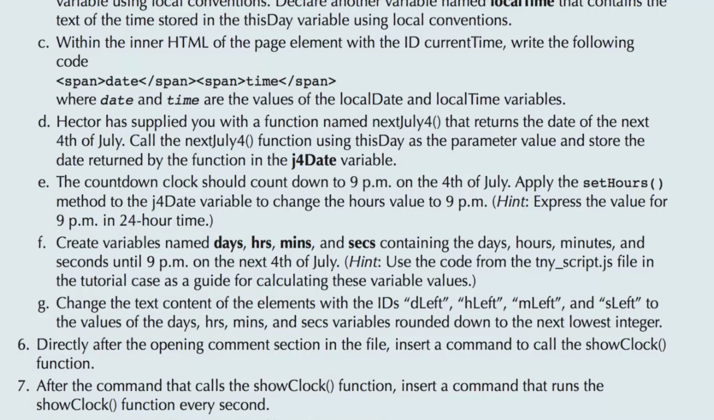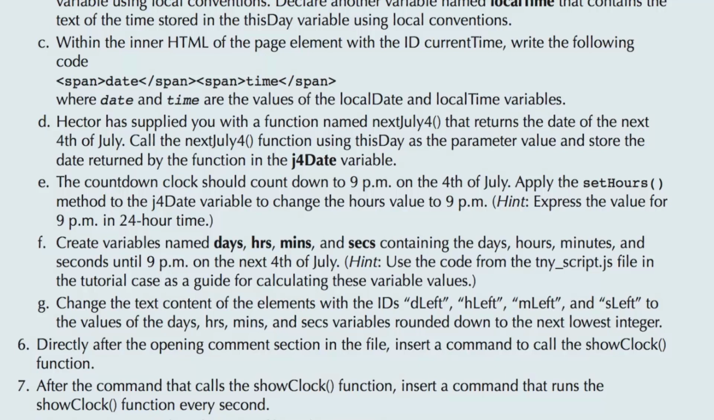In step F now, we're going to create variables named days, hours, minutes, and seconds that will contain those values. So remember that when we ran the function next July 4th, it just returned the number of milliseconds from today's date until July 4th.